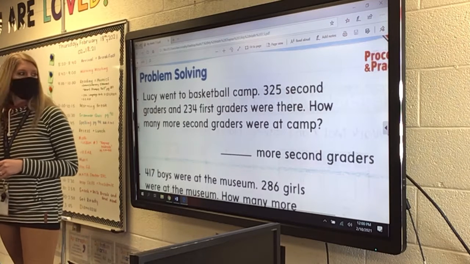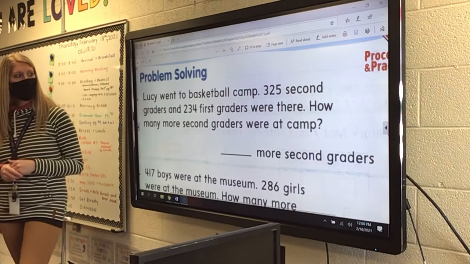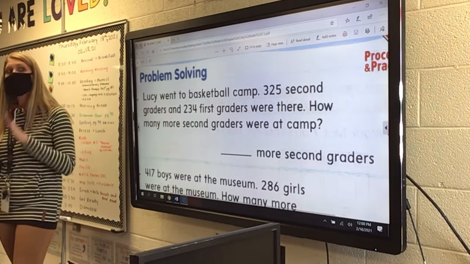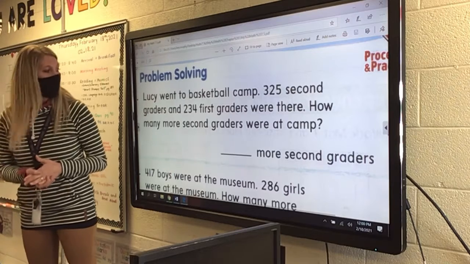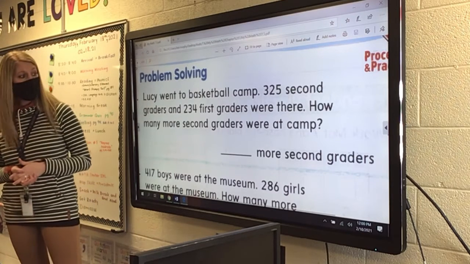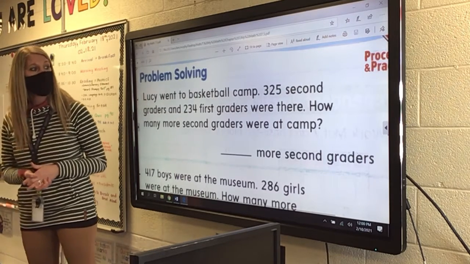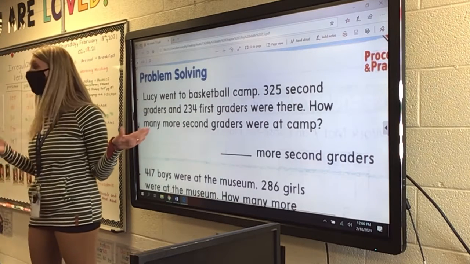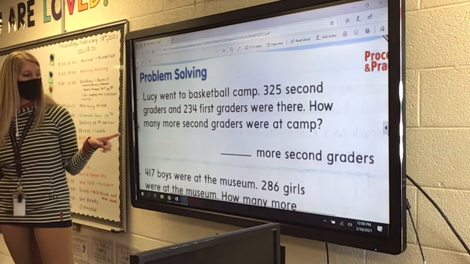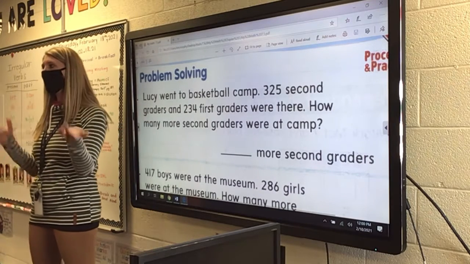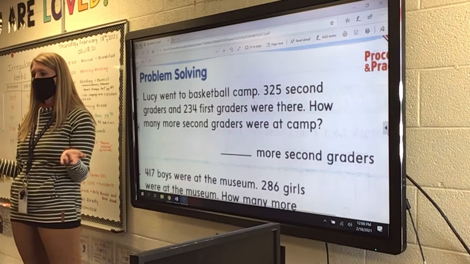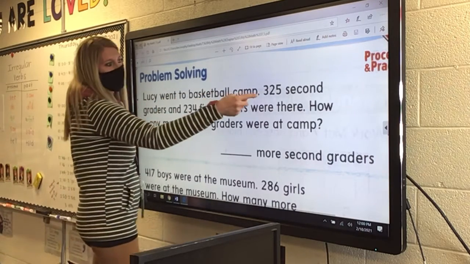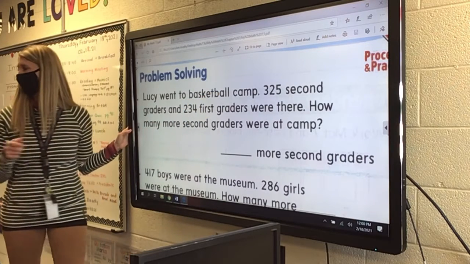Okay, number 1, problem solving. Lucy went to basketball camp. 325 second graders and 234 first graders were there. How many more second graders were at the camp? So I see the question, how many more? Carson, when I see how many more, am I going to add or subtract? Subtract. So we need to put the second graders on top because they have more, 325.